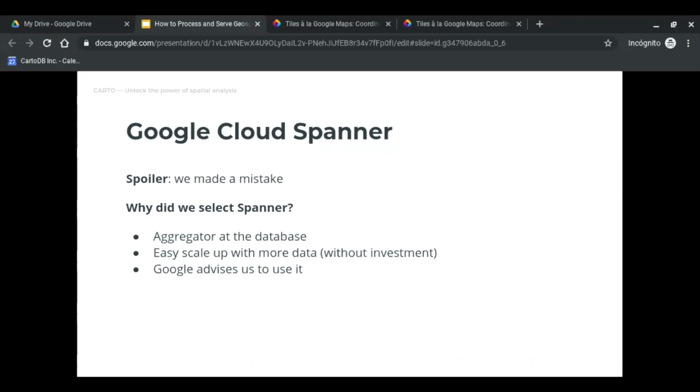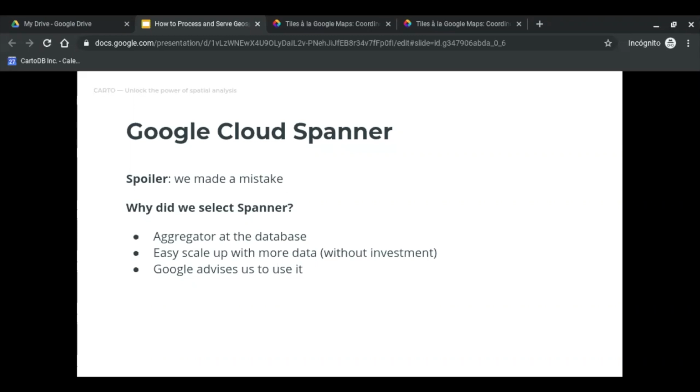Why did we select Spanner? Because we thought that we could have a database that ran the aggregations for us. Because the difficult thing with BigTable at the beginning was, okay, you need to move the data from the database to the client and to run the aggregations. And that is quite hard.